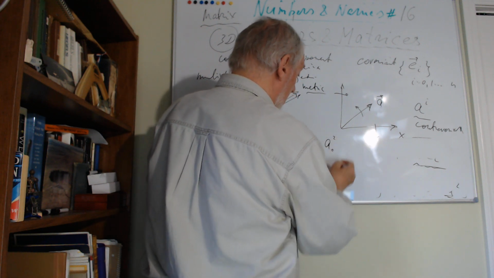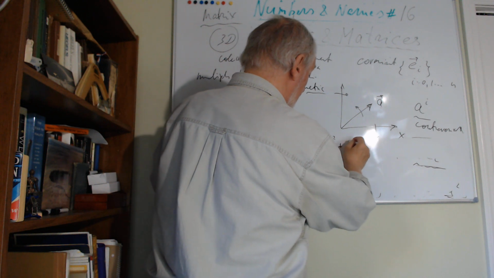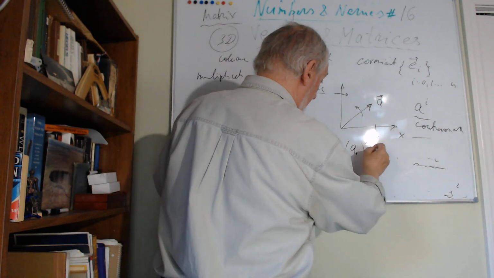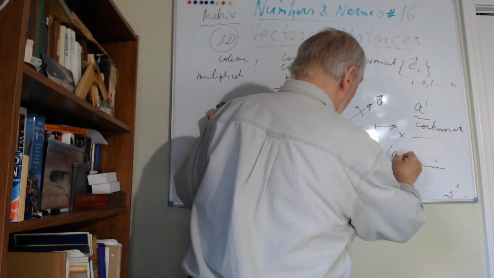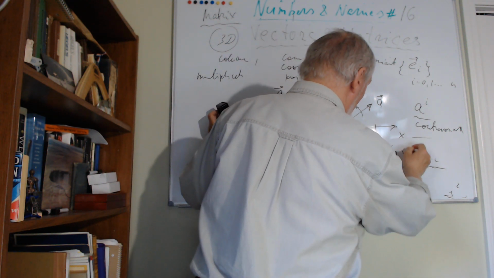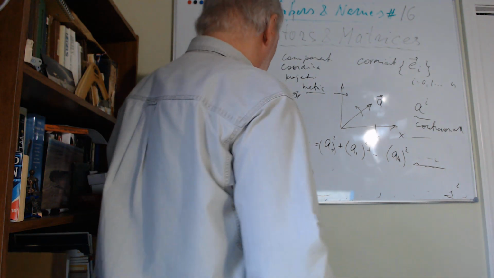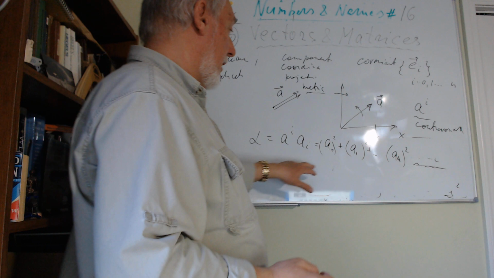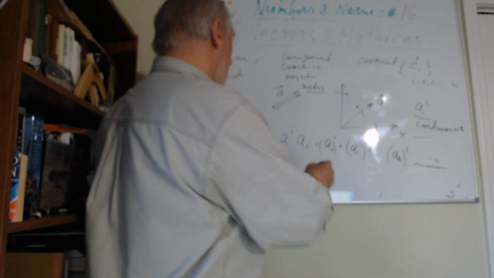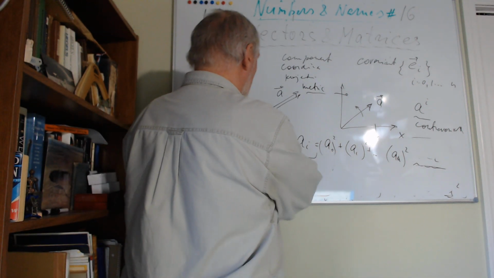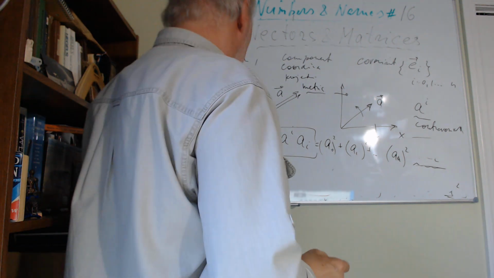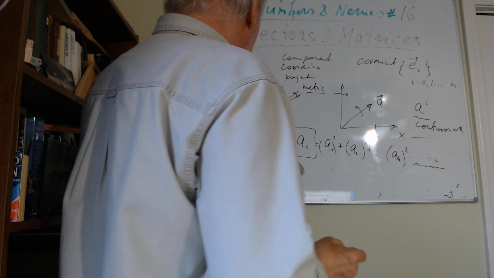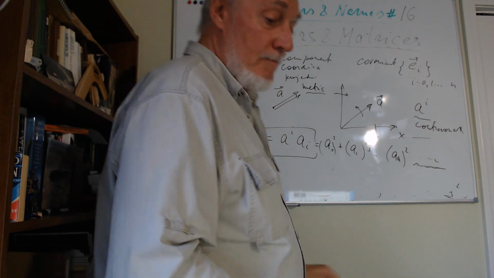So it is A0 squared plus A1 squared plus up to AN squared. Sum of squares, remember? This is the Pythagorean theorem in n dimensions. So this is why the scalar product is important. Okay, questions, guys, on this? No.